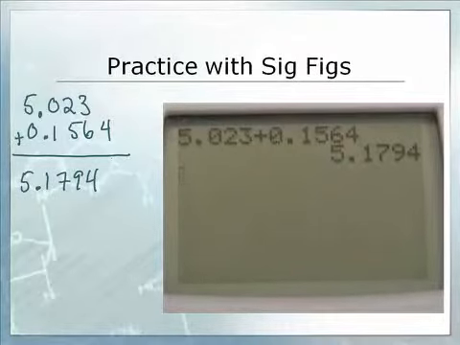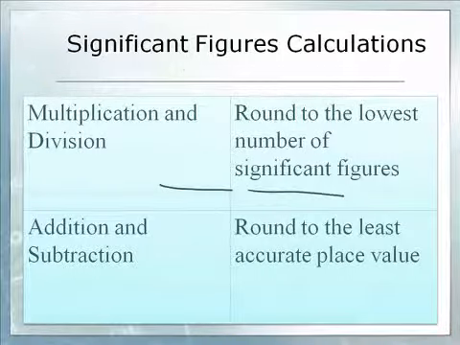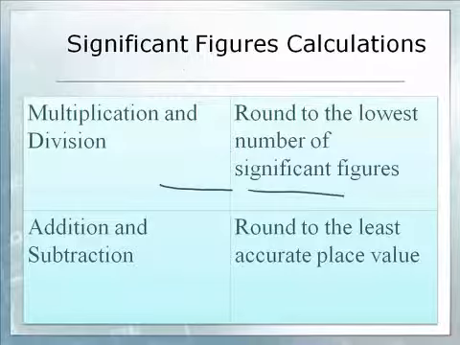Correct. The calculator's wrong? I cannot believe it! Yes, we have rules for rounding when we add significant digits. So let's go back and look at that rule for a second. What was that rule? Add or subtract, we round to the least accurate place value, or the least number of decimal places.